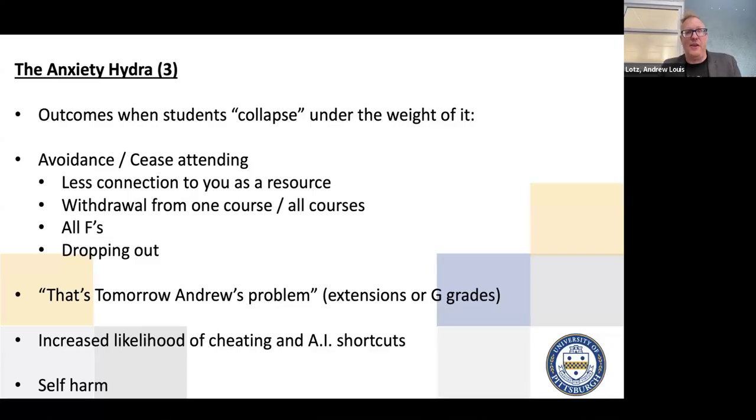And so suddenly they're tacking on an extra summer, which costs them money, an extra semester, which costs them a huge amount of money, right? An extra year, an extra two years. It can really add up for students. They can get all Fs in a term where they collapse under the weight of the hydra of anxiety. And that leads to grade point difficulty as well as being behind. Ultimately, these can spiral into them just dropping out.